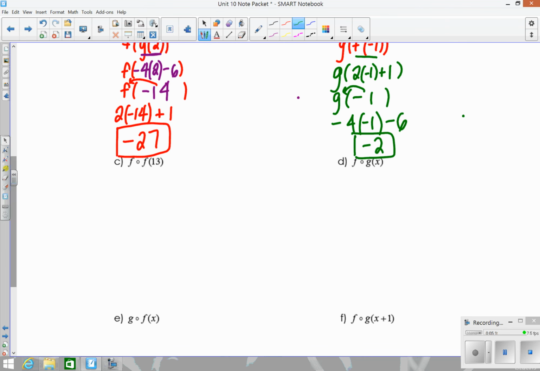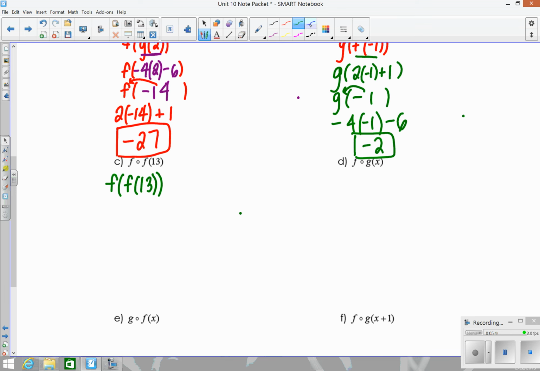So the next one here, we have f of 13. So basically we're evaluating 13 in function f, and then whatever we get out, we're going to put it back into function f. So we're using that same function twice. So it's the same idea, it's just using function f twice.